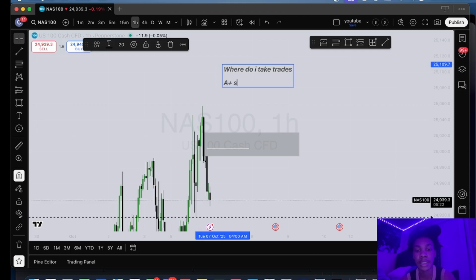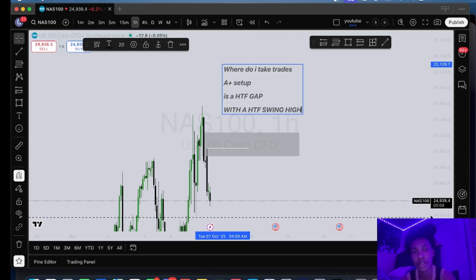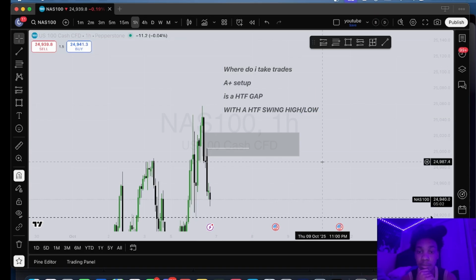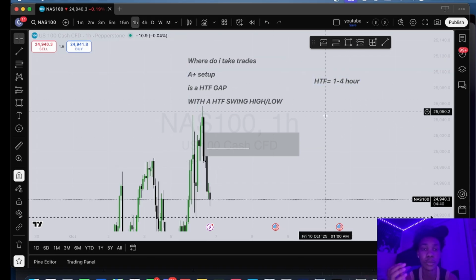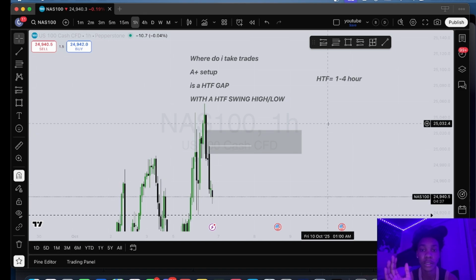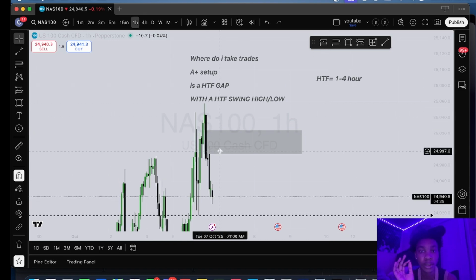The A plus setup is a high time frame gap with a high time frame swing high slash low. That's it. That's all you need. High time frame stands for 1 through 4 hour. A 1 through 4 hour swing high inside of a 1 through 4 hour gap.